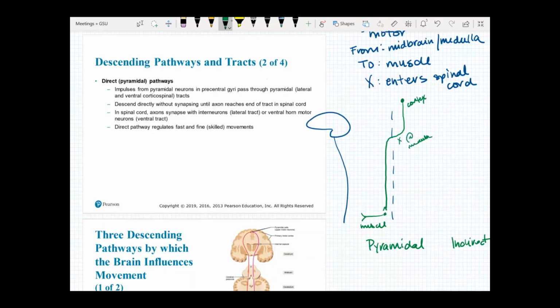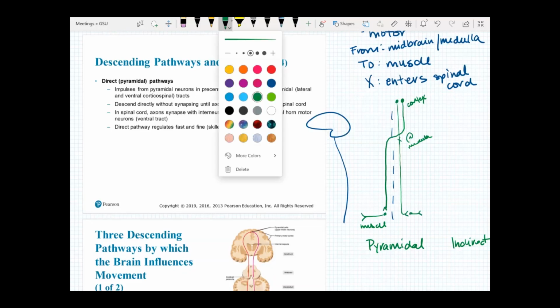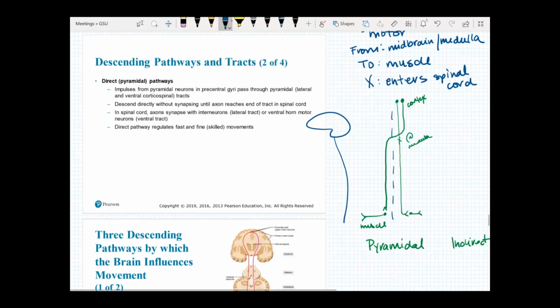There is also going to be something of the pyramidal that will process and stay on the same side as needed. So if you have something where you need to activate the same side of the body, there's also a piece of this where the axons will extend without synapsing all the way down on the same side of the body. And then you have the indirect pathway, and the indirect pathway is also going to be responsible for knowing the midline and whether or not it crosses.